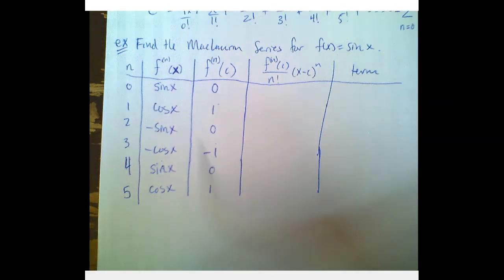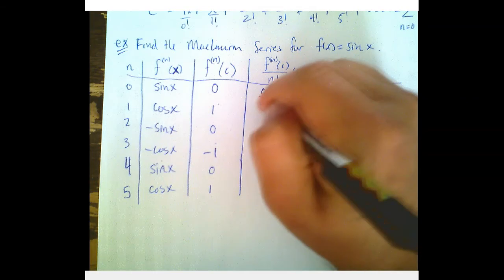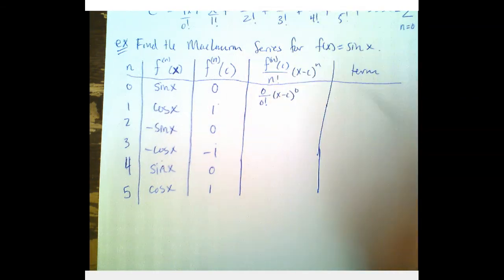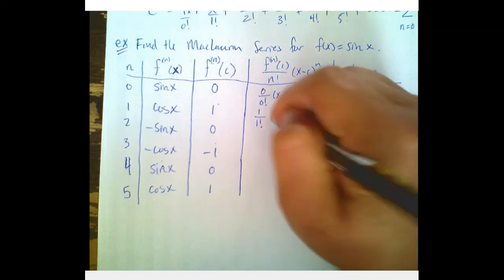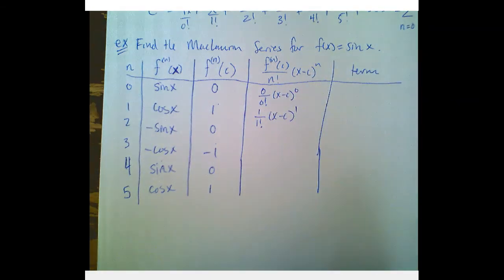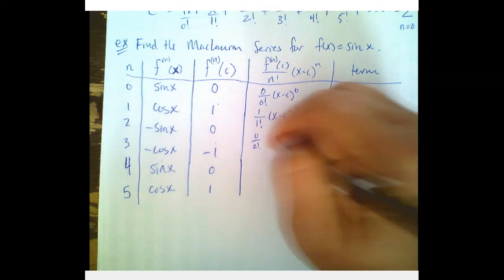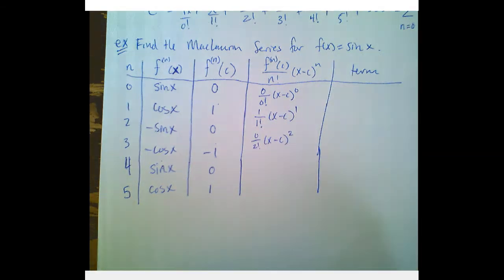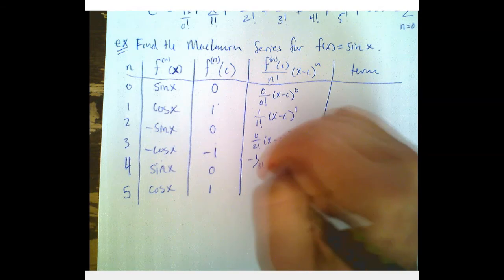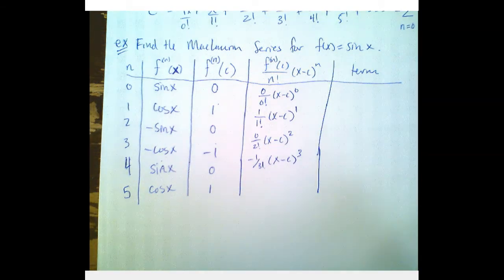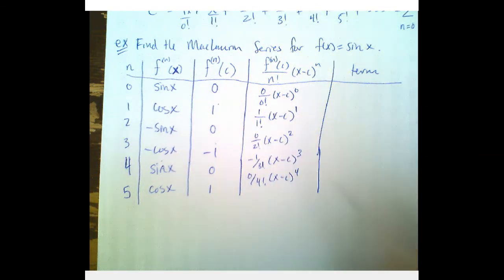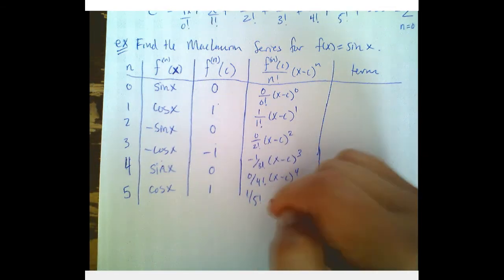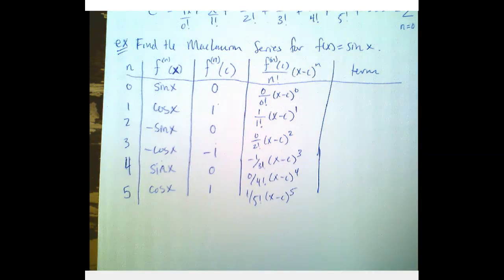Right, so let's look at our first term: 0 over 0 factorial, x minus c to the 0. Second term would be 1 over 1 factorial, x minus c to the 1. And 0 over 2 factorial, x minus c to the 2. Negative 1 over 3 factorial, x minus c to the 3. 0 over 4 factorial, x minus c to the 4. And 1 over 5 factorial, x minus c to the 5.